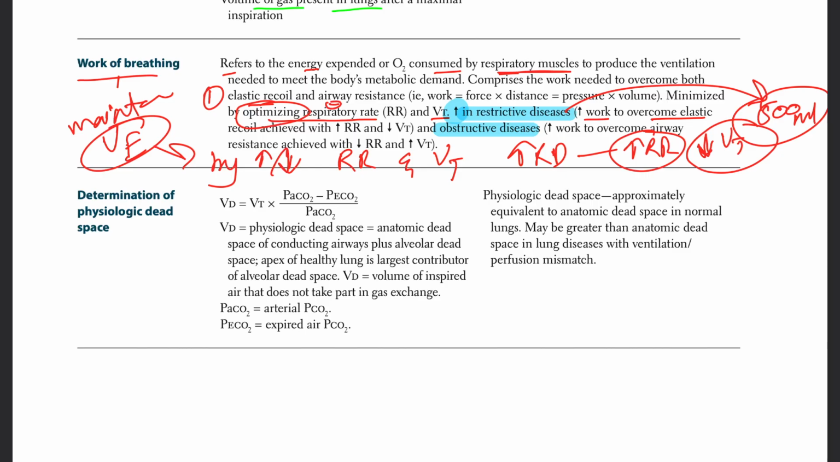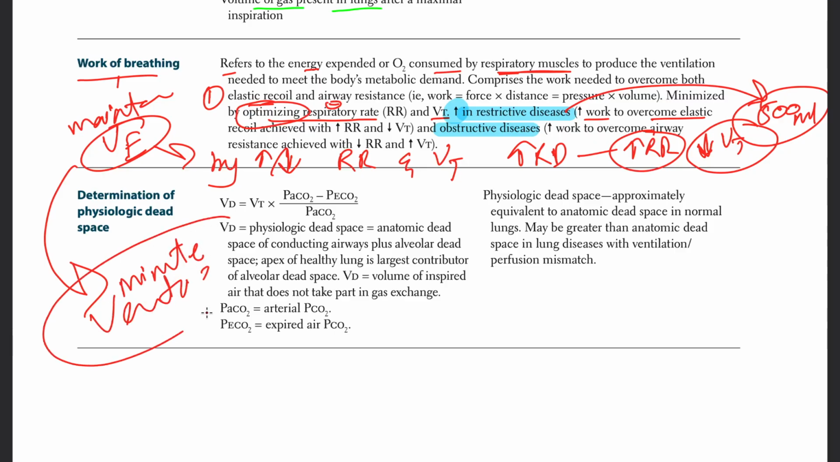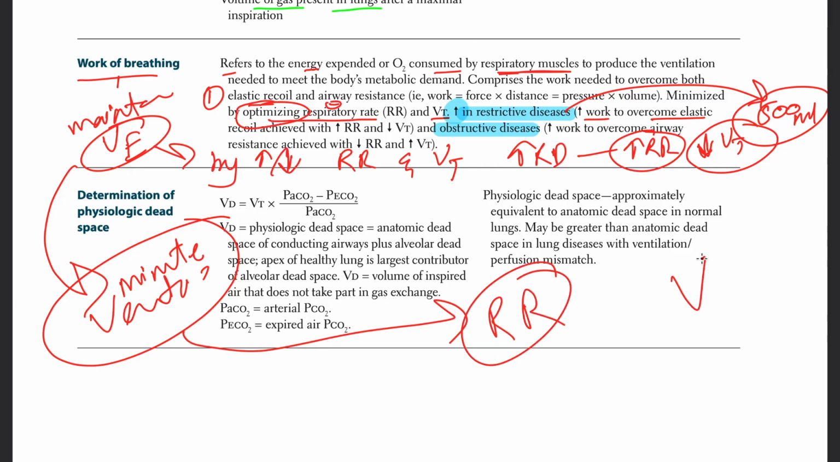What is VE? Okay, let's look at how to maintain VE. It's minute ventilation, and we will read this right here. It's called minute ventilation. So to maintain a minute ventilation, which is your VE, we have two factors to mess with. One thing is RR, and the second thing is VT.